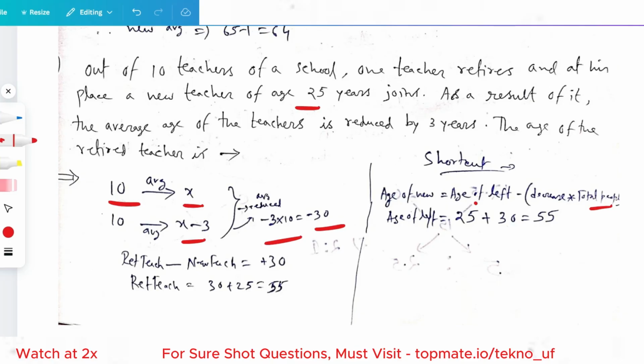Okay, so age of left, that is 25 years, then minus decrease into total people. So decrease is 3 and total people is 10, right? So minus 30, and that will be plus 30 actually. Minus 30 plus minus, so that becomes plus 30. So that becomes 55. So age of left will be 55. Okay, so I hope you understood.